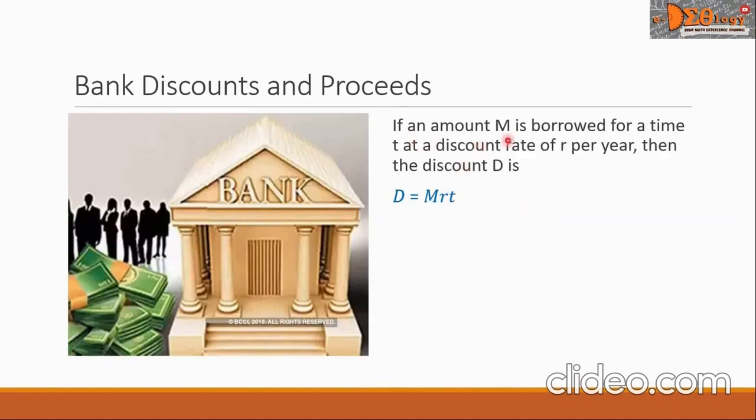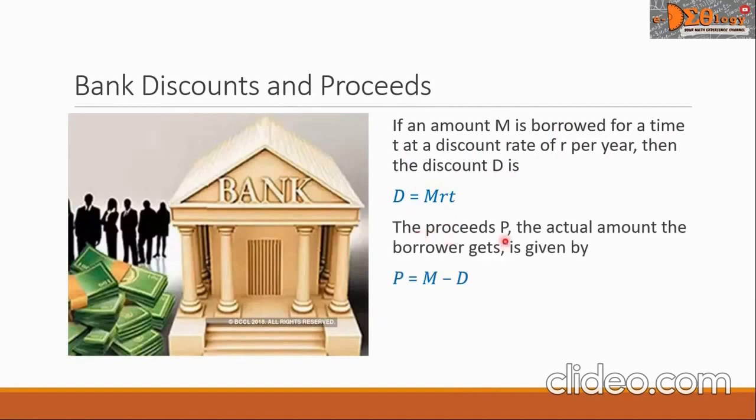If an amount, capital M, is borrowed for a time T at a discount rate of R per year, then the discount D is given by this formula. D equals capital M times R times T. The proceeds P, the actual amount the borrower gets, is given by this formula. Proceeds P equals M, that is the loan amount, minus D, that stands for discount.